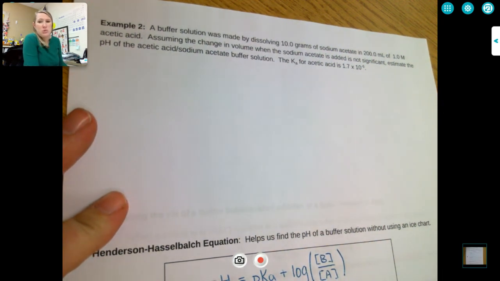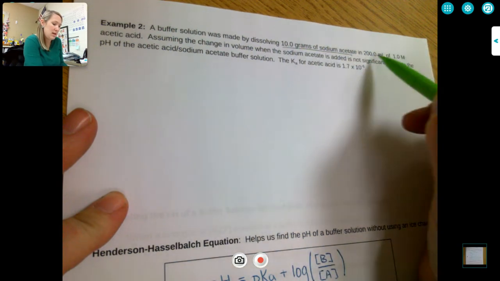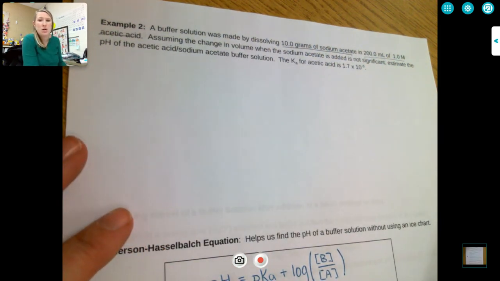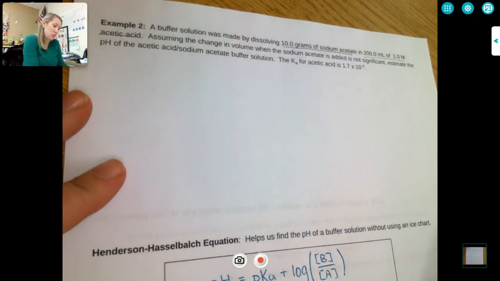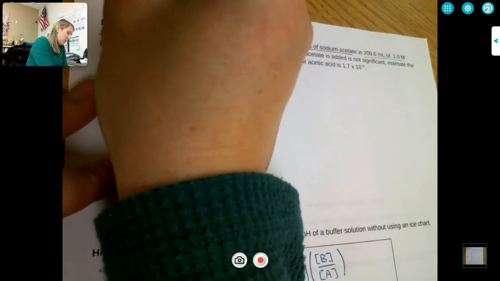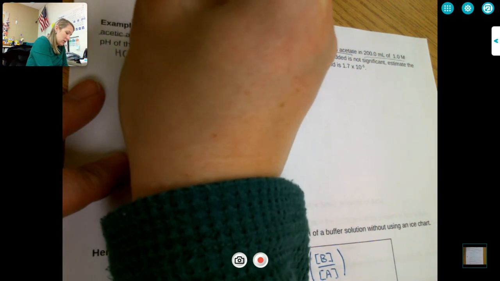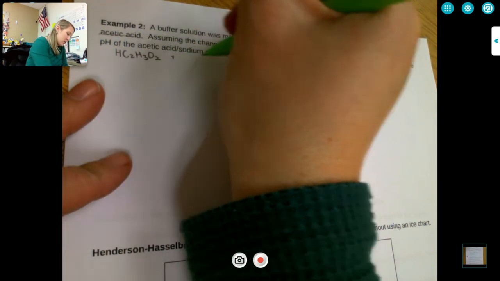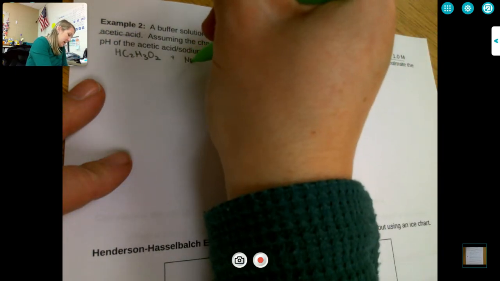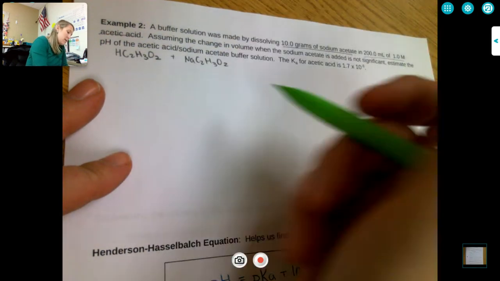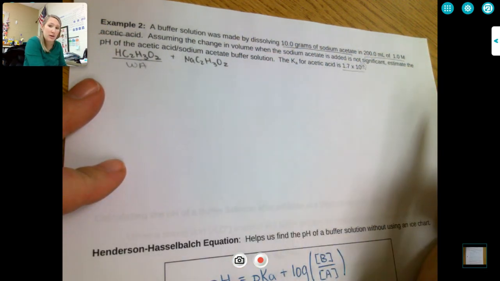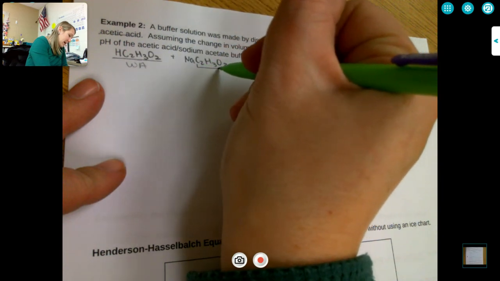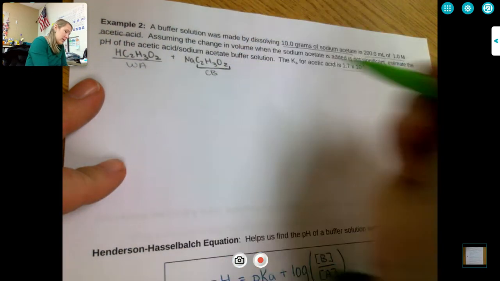So in example two, we have a buffer solution made by dissolving 100 grams of sodium acetate in 200 mils of a 0.1 molar acetic acid solution. Assuming the change in volume when the sodium acetate is added is not significant, estimate the pH of the acetic acid sodium acetate buffer solution. So we have our acetic acid, HC2H3O2. And the other thing that we have here is sodium acetate, NaC2H3O2. And we can see that here I have a weak acid, right? And we know it's a weak acid because it gives us our Ka and it's a small value. And I have a common ion in my salt, which is its conjugate base.